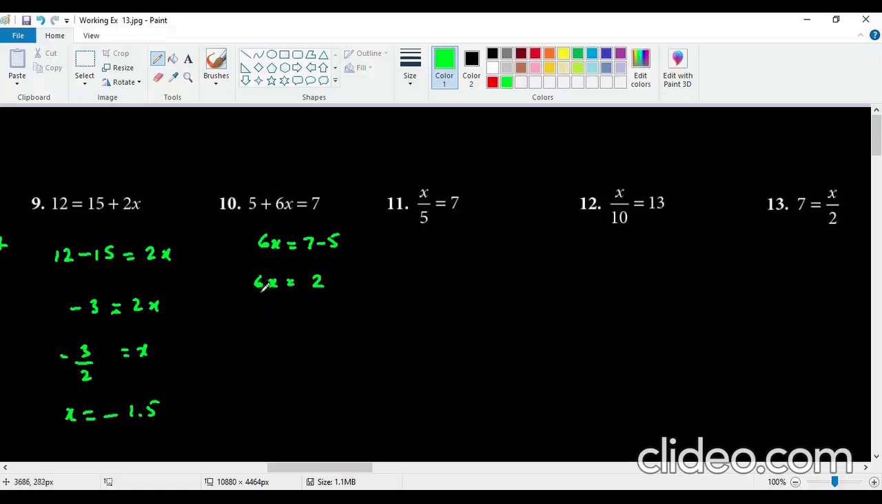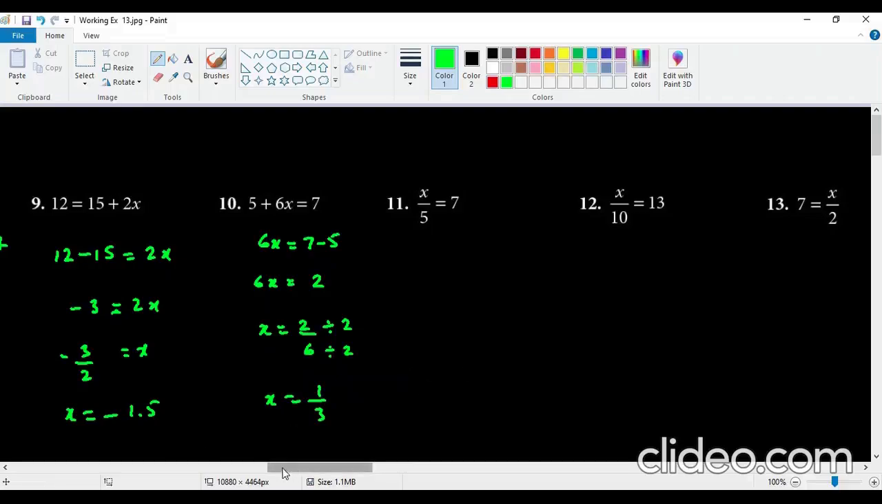That means 6 is multiplying here. On the other side, it will go and divide, 2 over 6 actually. And since both the numbers can be further divided by 2, you will divide by 2 and you are going to get 1 over 3 as an answer.